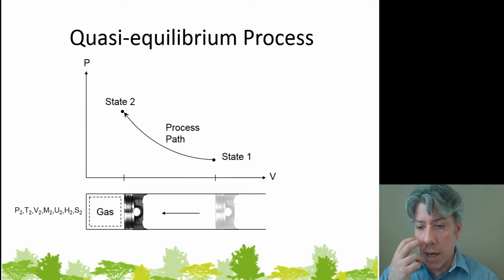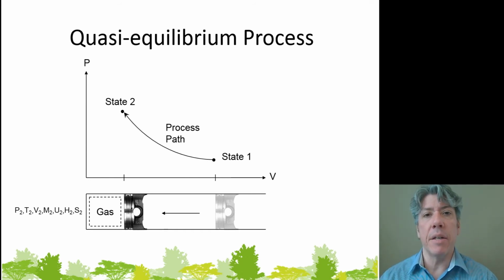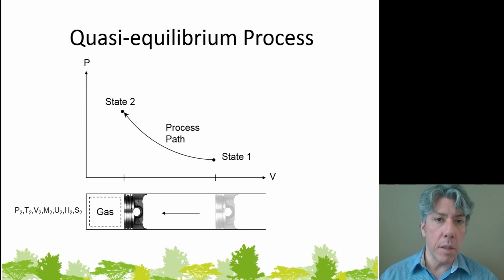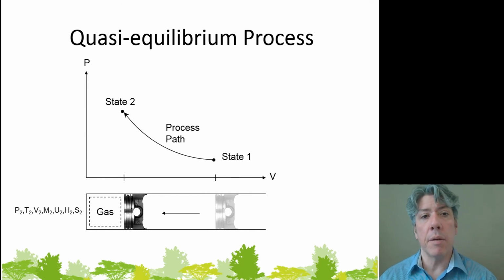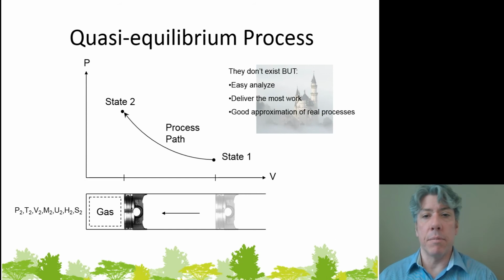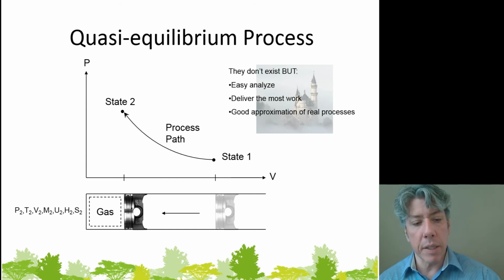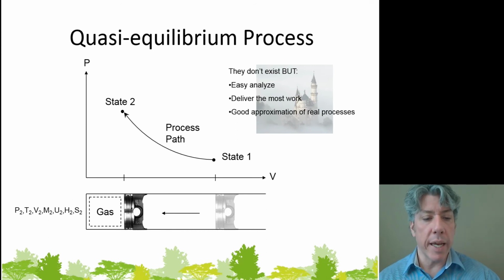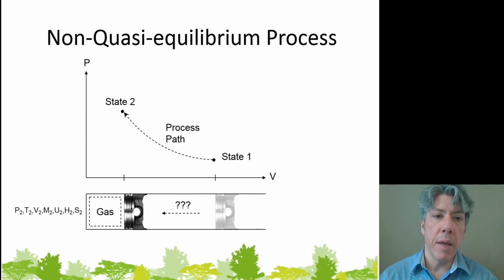Now, this is not such a bad approximation for the kinds of problems that we are going to solve, but we will always assume that processes move through a quasi-equilibrium process from one state to another. Now, these don't really exist, but they are easy to analyze, they would produce the most work, and they're typically good approximations, at least where at our level we can learn something about how these systems really behave.